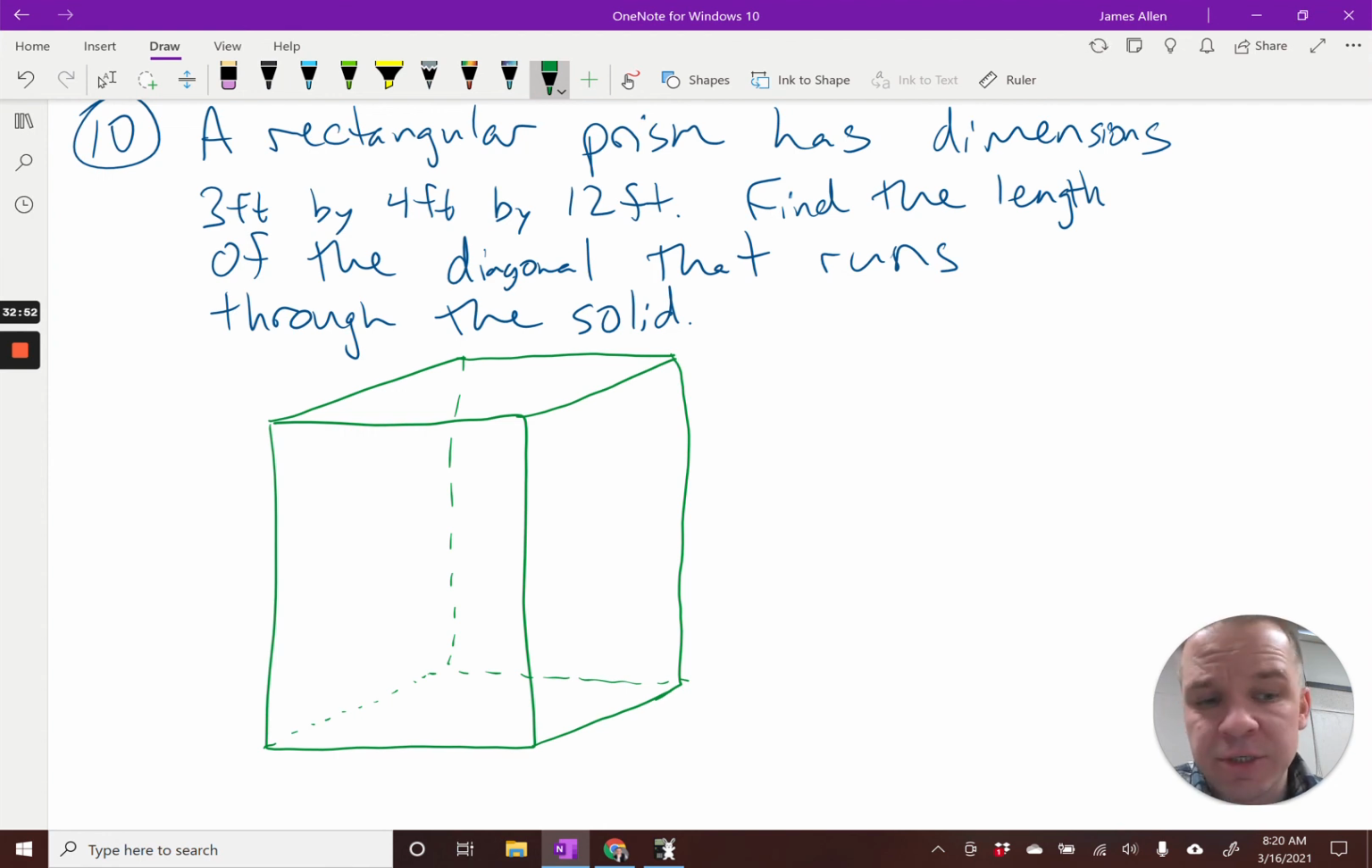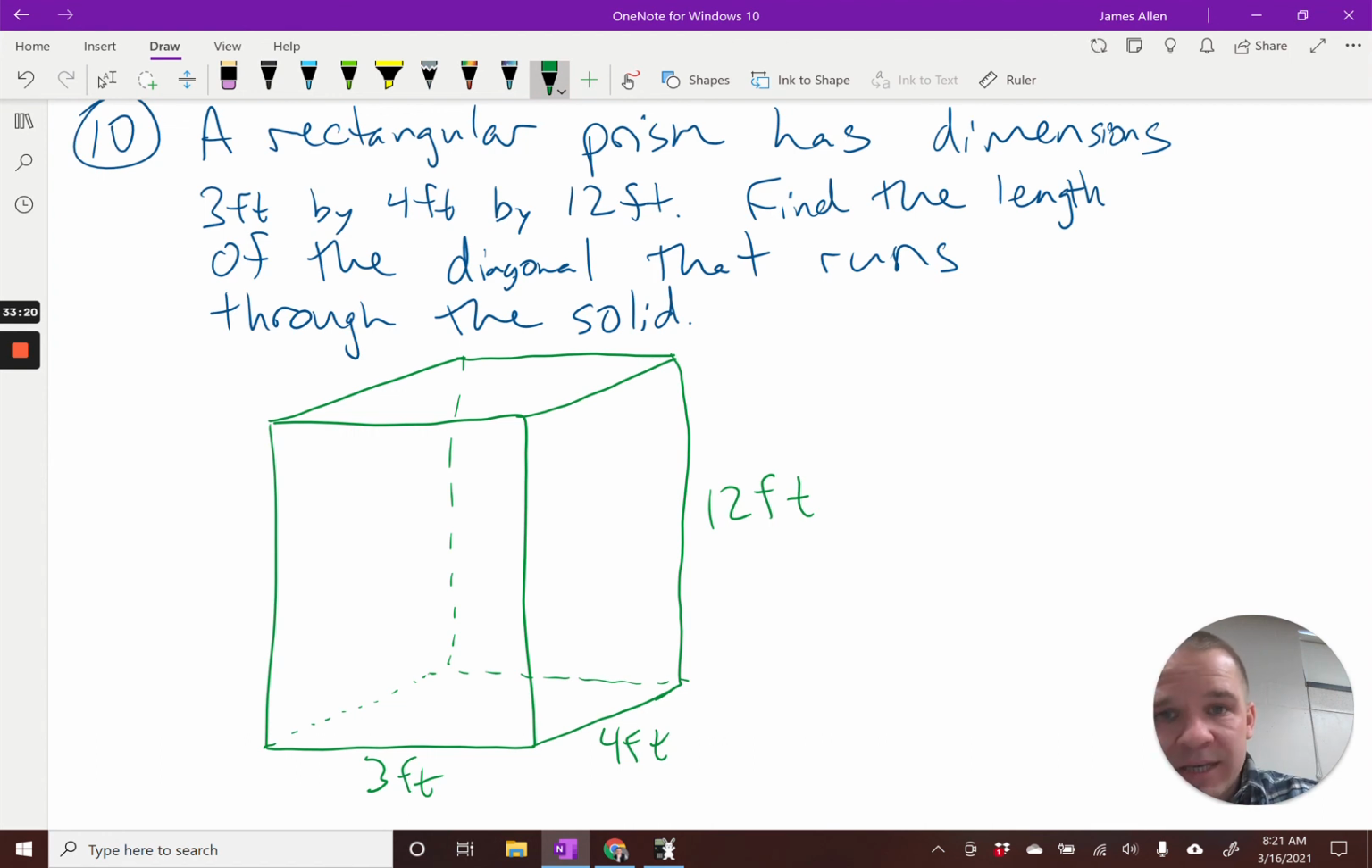Now, it says the dimensions are 3 by 4 by 12. And you might be like, well, how do I know where to put them? It actually does not matter, but I'm going to set it up how I want in an advantageous way. I'm going to say this is 3 feet, this is 4 feet, and this is 12 feet. The reason why I'm doing that is when I look at that base, with a rectangle, I've got all right angles all over the place, right? It's a rectangular prism, so everything's a right angle that we see here.